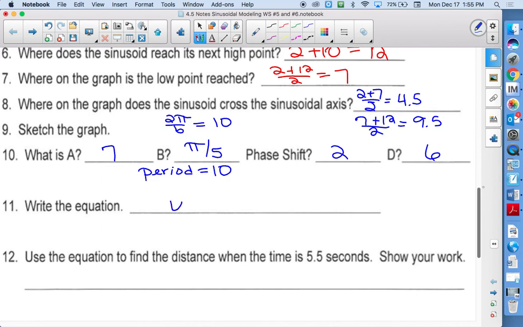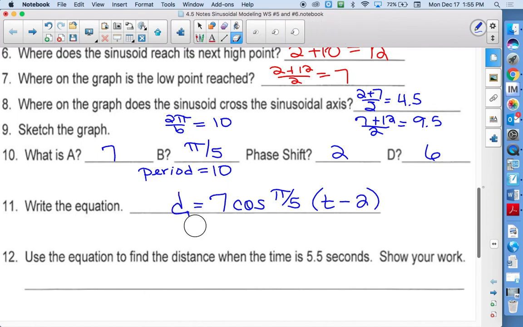So writing the equation, we have 7. We drew a cosine graph, so we're writing a cosine equation. The b value is pi over 5. And then, I think this is supposed to be a t. We'll put a t here. Technically. And then plus 6. So the distance that the bucket is away from the water will be 7 cosine of pi over 5 times t minus 2, plus 6, where t minus 2 is the time minus 2 seconds.